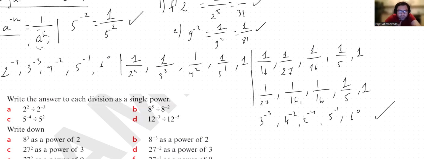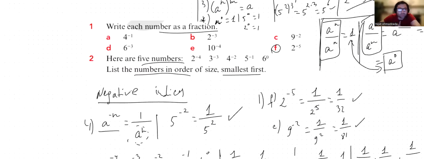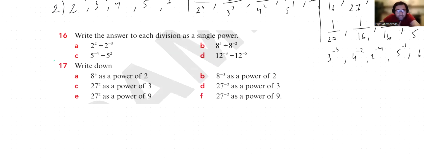And now let's jump into question number 16. Write the answer to each division as a single power. We have to write it as a single power. So let's say we could do 16c. We got 5 to the power of negative 4 over 5 to the power of 2.